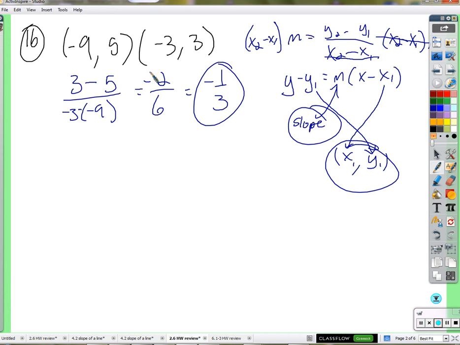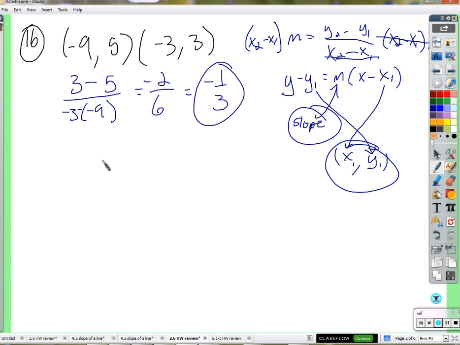But the instructions say to write it in slope-intercept form, so we're going to have to rewrite it once we get there. For those of you who wanted 11, 11 gives us a point and a slope. So with 11, we do the exact same thing as we're doing right now.